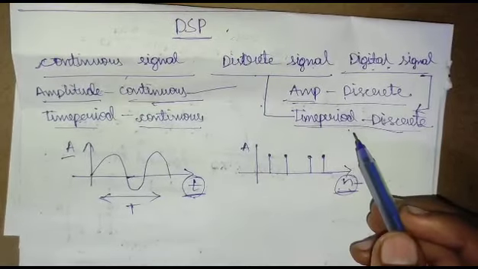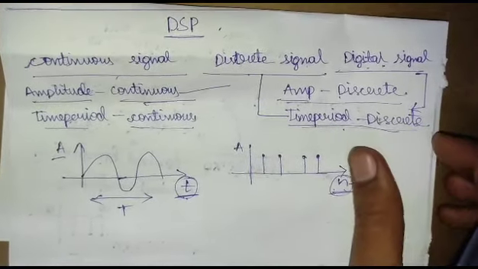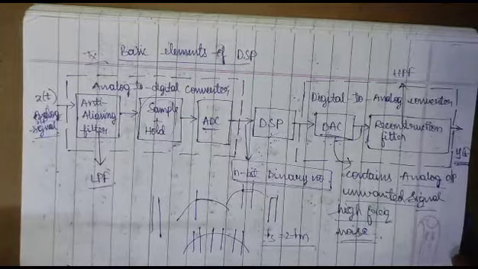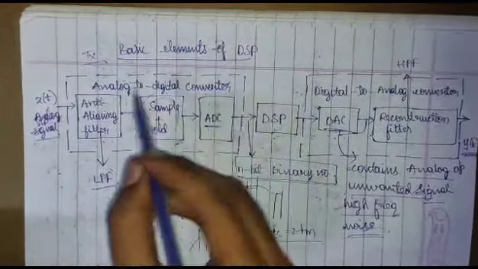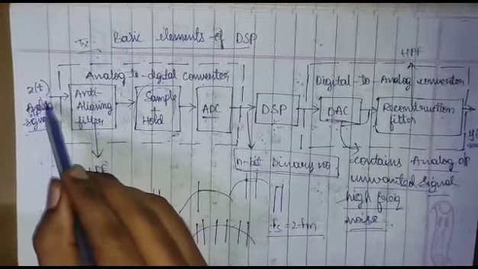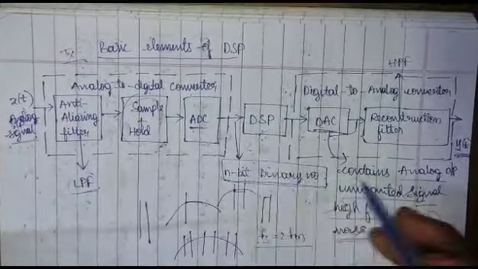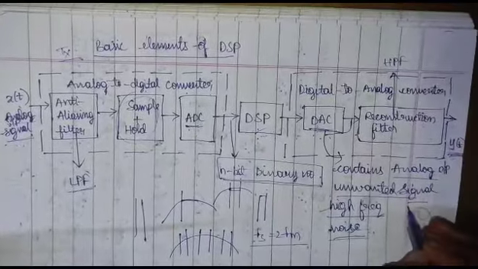Okay, now let us move to the next topic, that is the basic elements of discrete time signals. Now I am going to discuss the basic elements of DSP. Consider x of t as an analog input signal which is given to the DSP processor, and output signal y of t which is also an analog output signal.